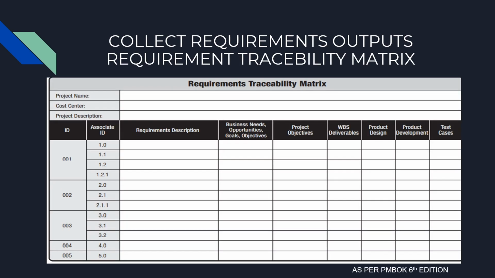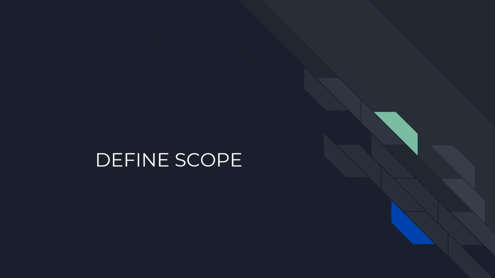Another key output of collect requirements is the requirements traceability matrix. This matrix will determine what the requirements are, whether they meet the project objectives, what the related deliverables in the project are, and what the test cases for each of the requirements are.